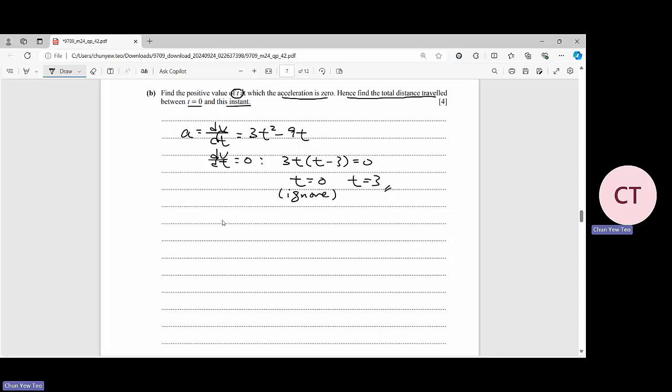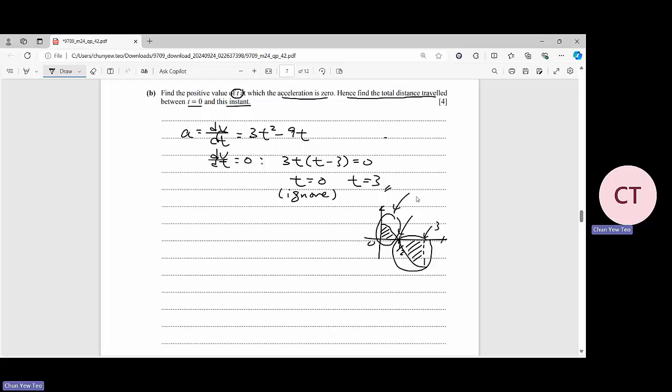So in order to find the total distance traveled between 0 and that instant, because they mentioned the graph, from 0 to half you are in the positive direction, something like this. When t equal to half it is 0, then after that it is negative until 3. This graph is just an assumption only, okay? At t equal to 3, we need to find the area over here and then plus the area over here. We need to find the area separately.